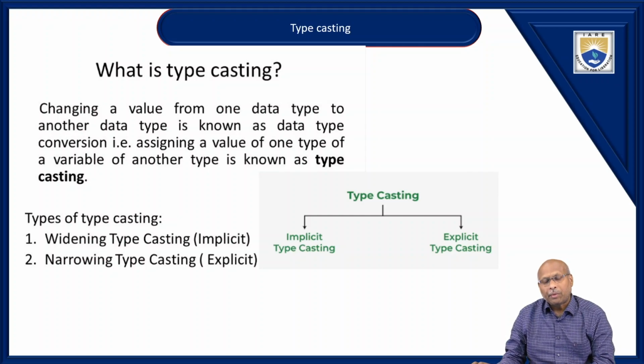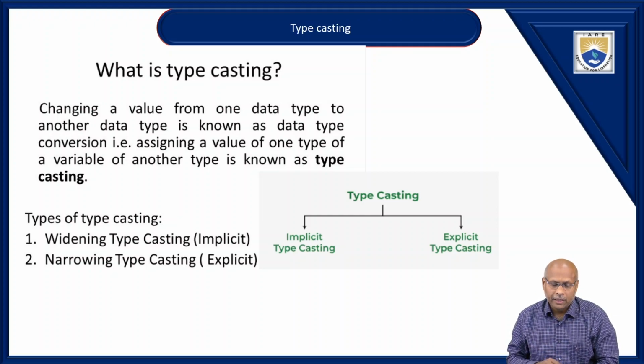There are two types of typecasting. One is implicit typecasting, the second one is explicit typecasting. Implicit typecasting means it will automatically convert from one type to another type. Explicit typecasting means you have to convert explicitly, that means manually. So implicit typecasting is also called automatic typecasting. Similarly, explicit typecasting is also known as manual typecasting.